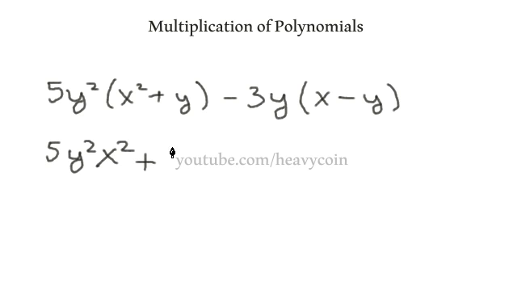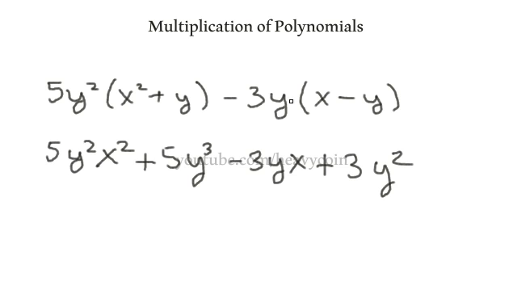Plus 5y squared. But because we have a 2 and we're multiplying it by this y here and there's a 1, that's going to become y raised to the third power. Minus 3y times x. And then we have this minus here and we have a minus here, so that's going to make that a plus. And then this is going to be 3y squared, because we have y times y, we get y squared. Okay, can we simplify any of this down? And the answer to that is no, and we're just going to leave it like it is.